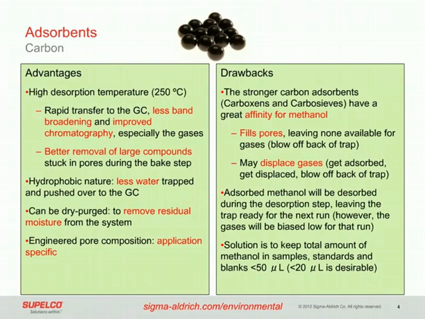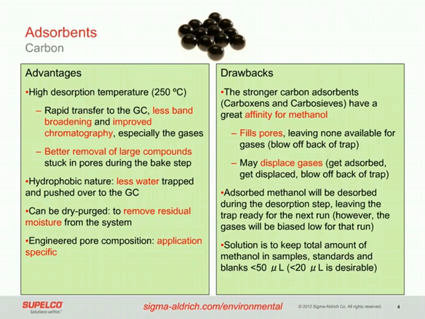Carbon, one of the main advantages of a carbon is its high desorption temperature of 250 degrees Celsius. What that allows is a rapid transfer of analytes to the GC. It gives you much less band broadening and also improved chromatography, especially for the gases. Also, during the bake step, we can use that higher temperature to do a better job of removing large compounds that are stuck in the pores.